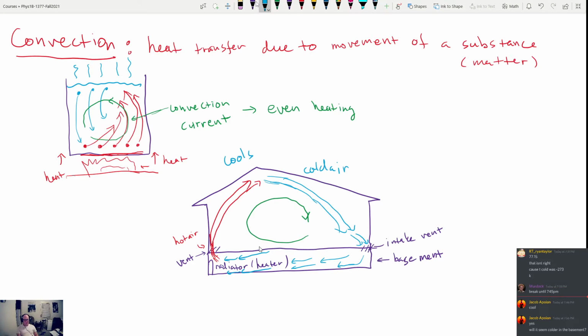Will it seem colder in the basement? Probably, yeah. Except for, of course, if you're near the radiator, right? And it would probably only be cold in the basement right when you turn it on, because eventually this process is going to stop, because all the air molecules in the room will eventually reach a constant temperature of, let's say you turn it up to 75 degrees if it's really cold. Once everything reaches 75 degrees, now there's really no more cold air anymore. But yeah.